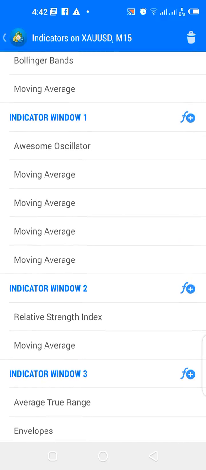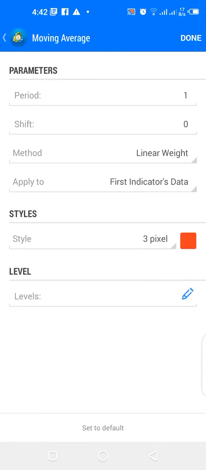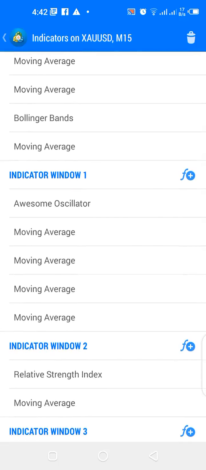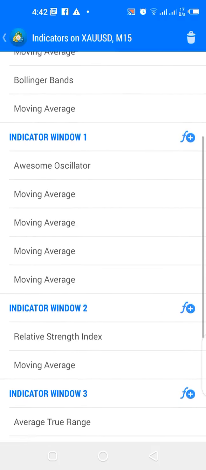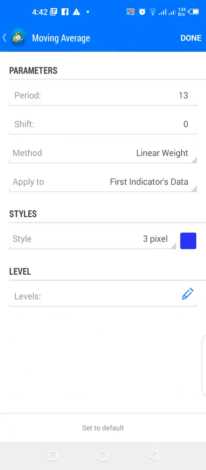Still on indicator window 1, we have 1 period, method is linear weight, first indicator's data, color is red. Then we also have 16 period, moving average, method is linear weight, applied to first indicator's data, and the color is green. Then finally on indicator window 1, we have another moving average, 13 period, linear weight, applied to first indicator's data, color is blue.